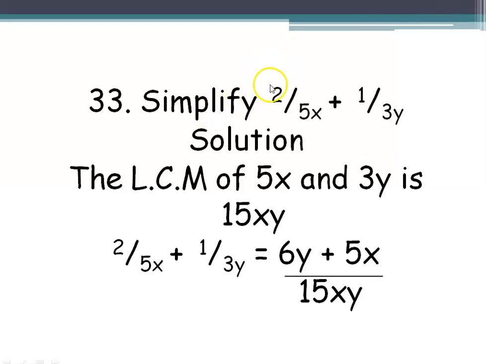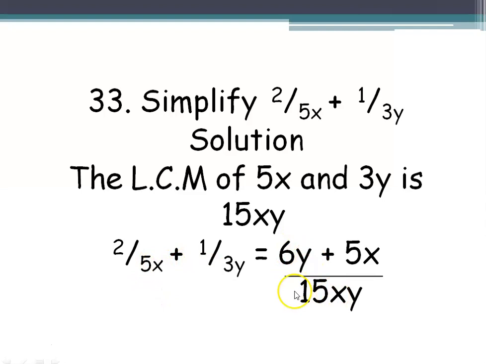Question 33. Simplify 2 over 5x plus 1 over 3y. Okay, so I have to find the LCM of 5x and 3y. The LCM of 5x and 3y is 15xy. Isn't that 15xy? So I'll put that here, 15xy.